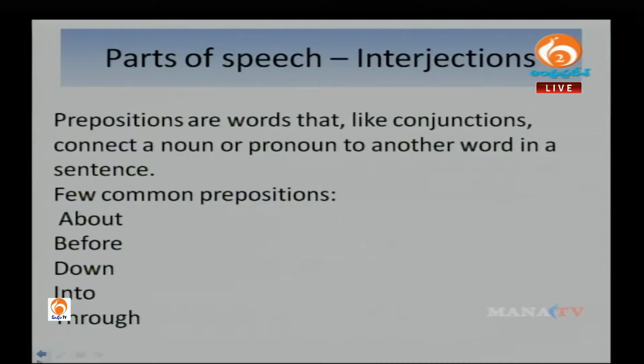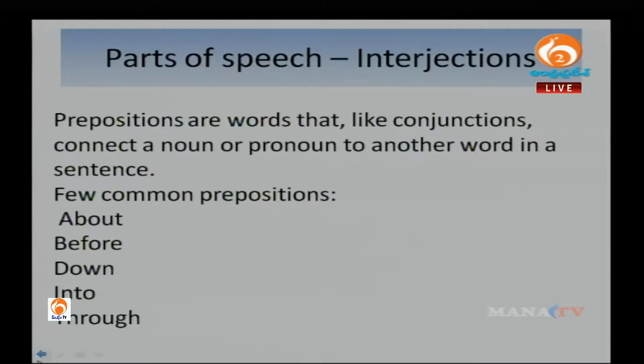Prepositions, okay. So prepositions are the words that, like conjunctions, connect a noun or pronoun to another word in a sentence, right. Few common prepositions are about, before, down, into, through, okay. So preposition is nothing but something that tells you about the position of what you are talking about, right. Is it on something, is it in something, is it above, did it go through something, or it could be various things. It's all about the position of whatever you're talking about.